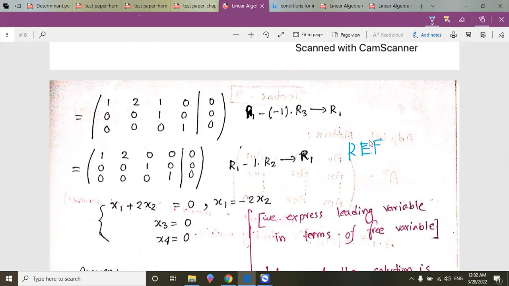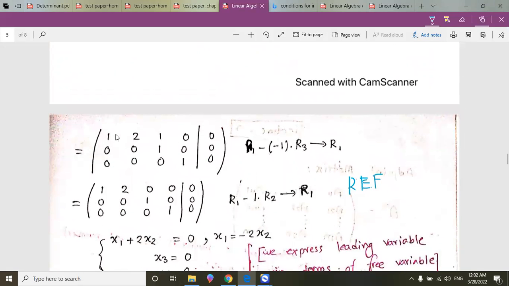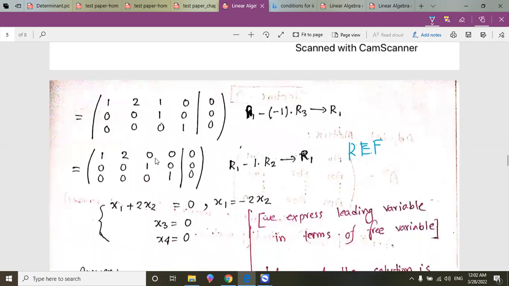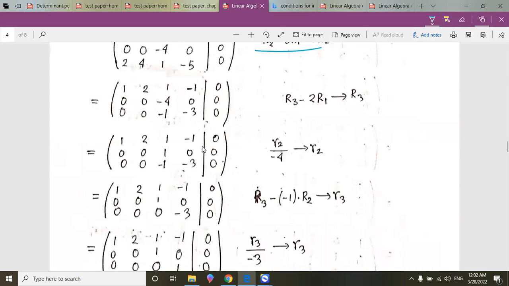So what do I mean by REF? Just see the main diagonal. Oh no, sorry, RREF. You have to convert this matrix into a RREF.